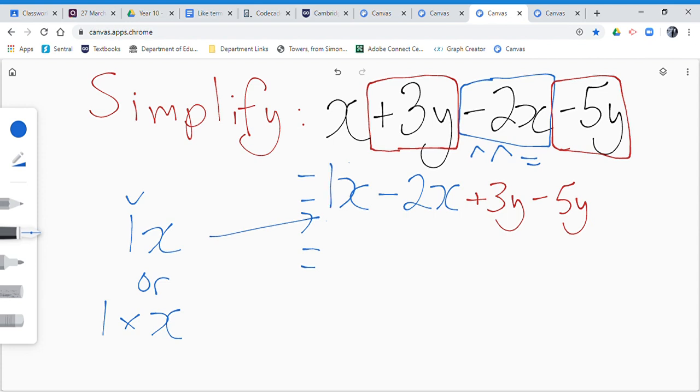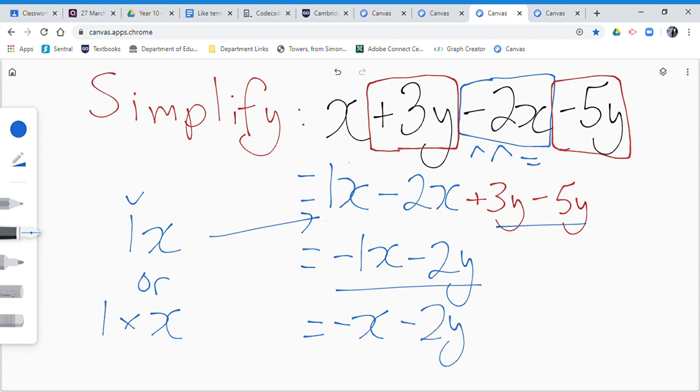And so what's 1 minus 2? You have $1 and you spend $2. What do you have left? You have negative 1x. Next, what's 3 minus 5? 3 minus 5 is negative 2y. Now in algebra, we don't write our 1s. So this would be a correct answer. In best form, it'd be negative x minus 2y. And again, we don't write our 1s, so that would be y.